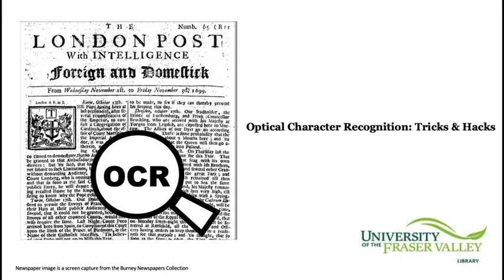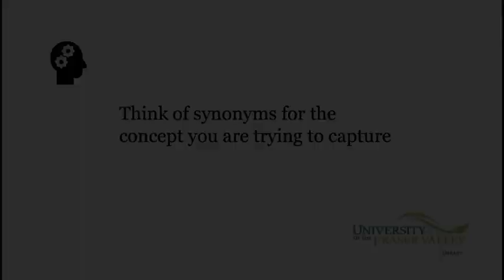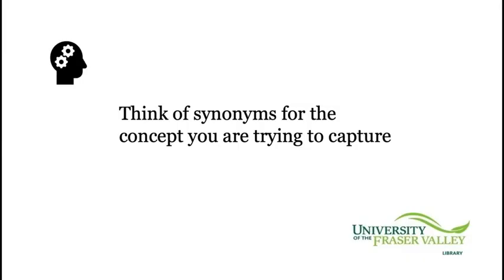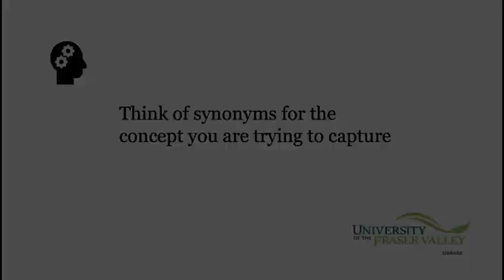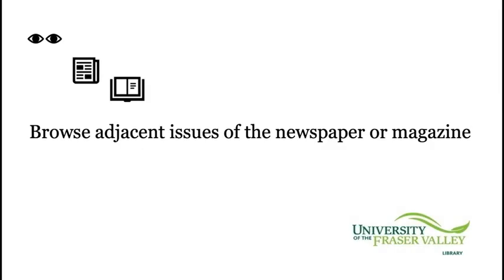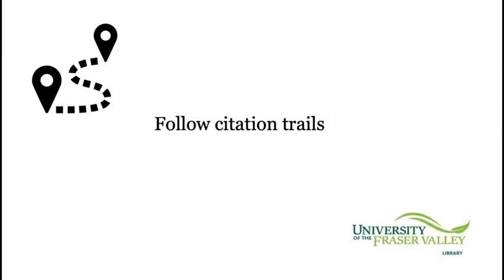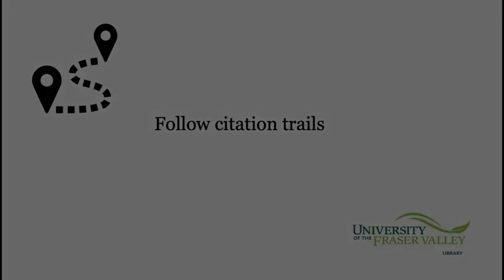So to sum up, if you think you are not finding enough articles because the topic isn't captured by OCR, try thinking of different ways of expressing your topic. You can also look at the previous and subsequent issues of a news article you found and follow the citation trail of scholarly books and journal articles that have referenced historical newspapers or other types of primary sources.